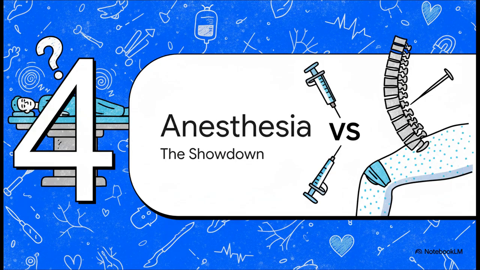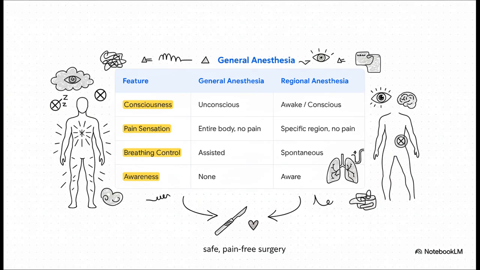Okay, so we've followed our two patients, we've seen their different paths. Now let's do a little showdown. Let's put these two methods right next to each other to make the differences crystal clear. This chart lays it out perfectly. Look at consciousness. With general, you're unconscious. With regional, you're awake. Pain sensation. General is the whole body. Regional is just one specific area. And check out breathing control. General is machine-assisted, while with regional, you're breathing all on your own. See? Two totally different paths to get to the exact same goal, a safe and pain-free surgery.